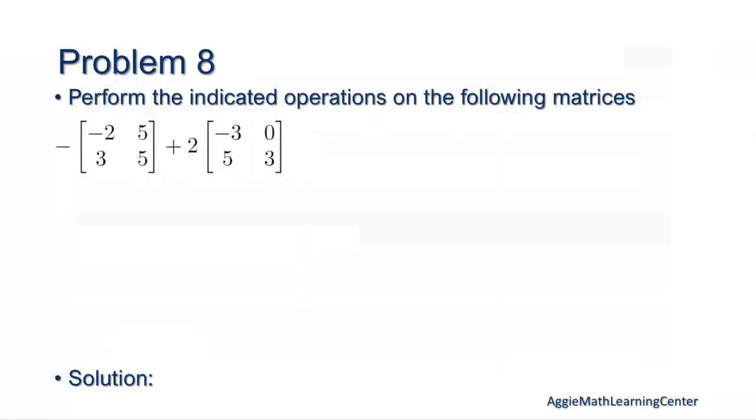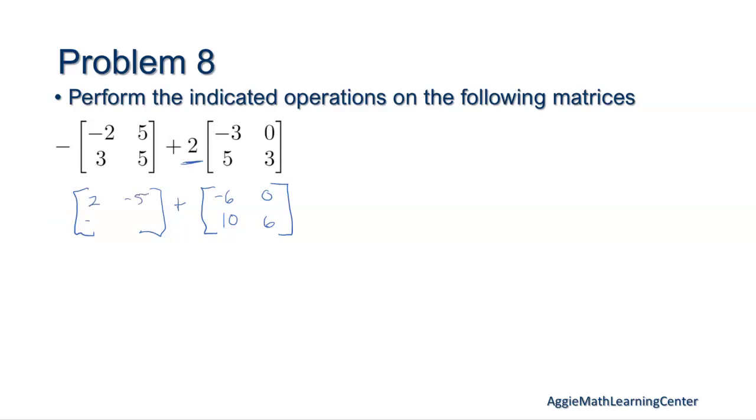Okay, so first of all, we have this scalar. So we're going to multiply this 2 by everything in the matrix. So we're going to get -6, we're going to get 0, 10, and 6. And then we're adding these matrices, and also this is a scalar of -1. So I'm actually going to also scale that on this step. And so we'll get 2, -5, -3, -5.